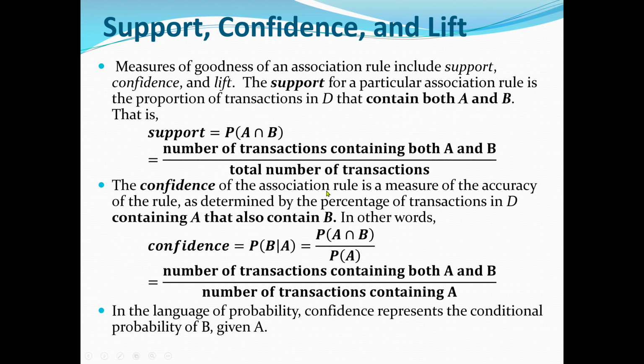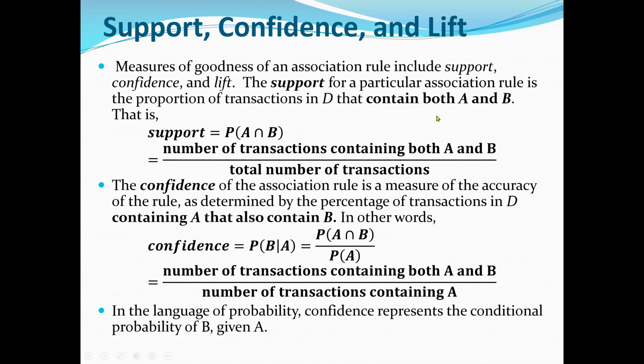So the confidence of an association rule is a measure of accuracy, the accuracy of the rule as determined by the percentage of transactions in D that contain A that also contain B. In other words, confidence will be the probability of B given A, which is equal to the probability of A intersect B divided by the probability of A. Now, the concept is very straightforward.